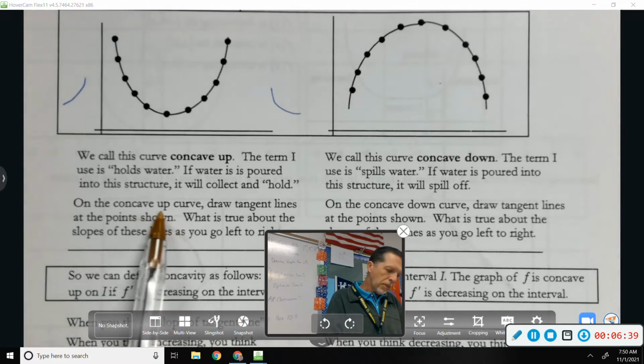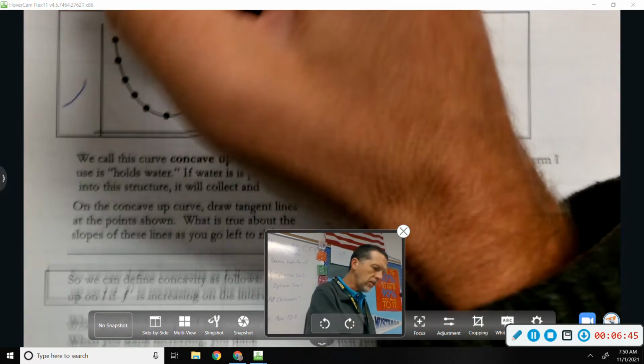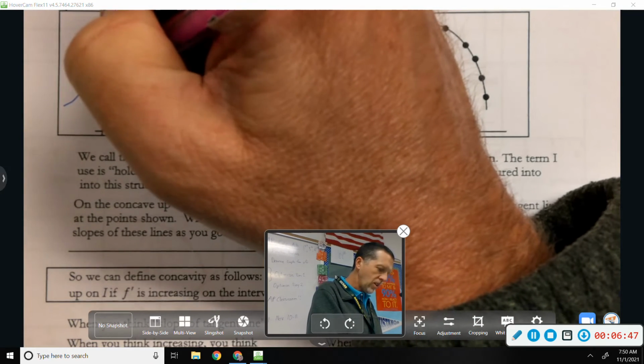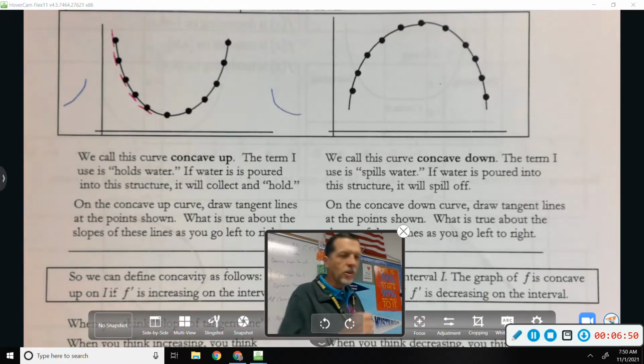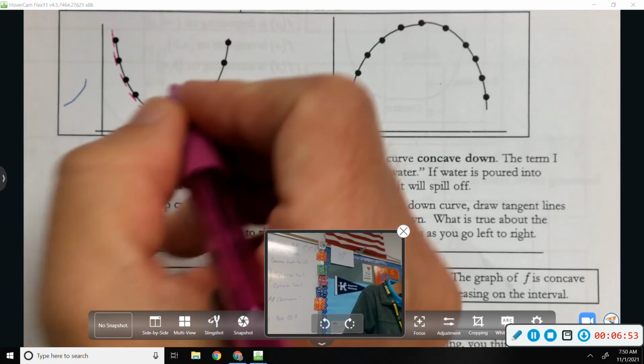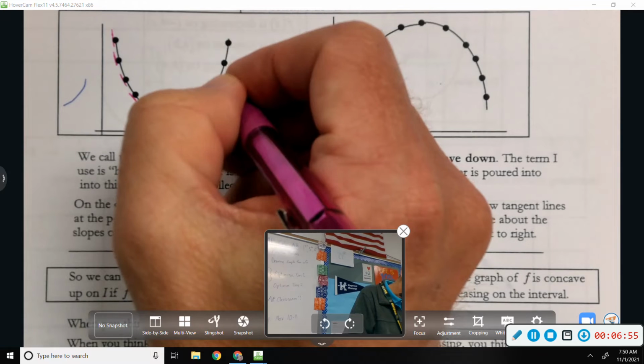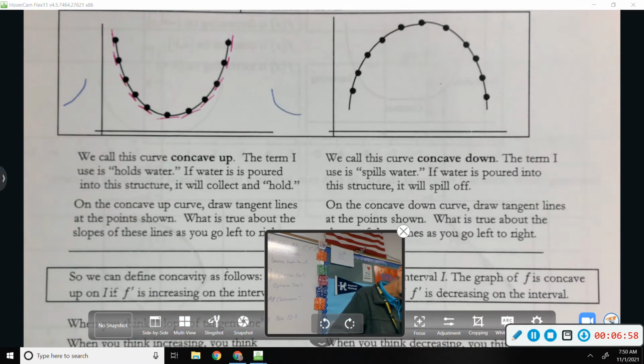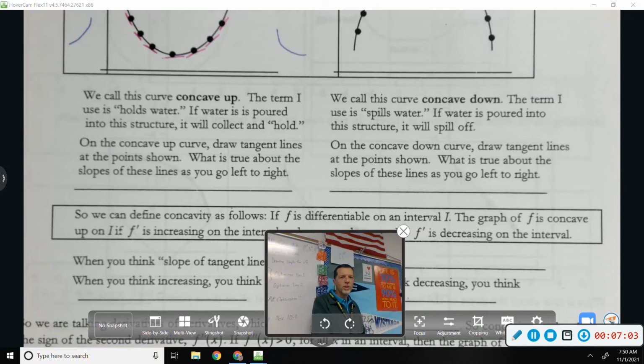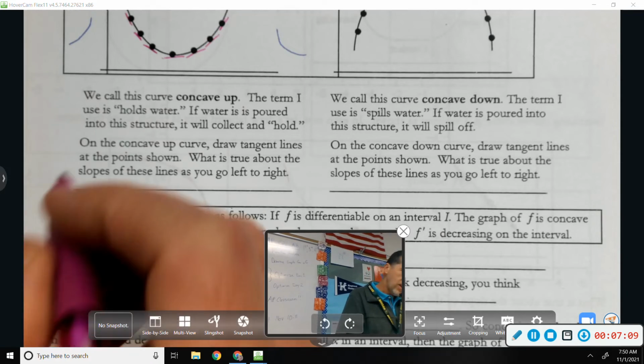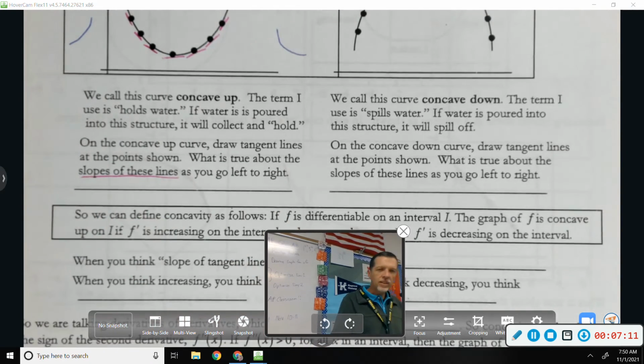On the concave up curve, draw tangent lines at the points shown. What is true about the slope of these lines? Let's draw the tangent lines first. So little bitty tangent pieces. Don't draw the full line, because then you'd have a mess on your hands. But that next question is really important. What is true about the slopes of those lines as we move left to right?